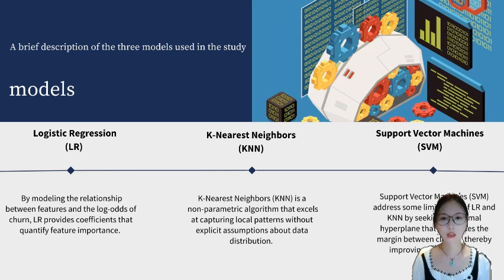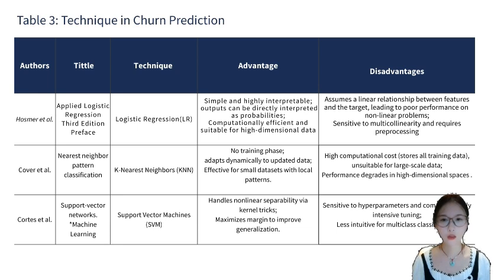SVM handles complex decision boundaries using kernel methods, but needs careful tuning. Here's a quick comparison. Logistic regression, fast and clear, but weak for nonlinear and multi-collinear data. KNN, flexible and training-free, but struggles in highly dimensional data. SVM, strong in nonlinear problems, but requires significant computing and parameter tuning. The choice depends on data size, complexity, and interpretability needs.